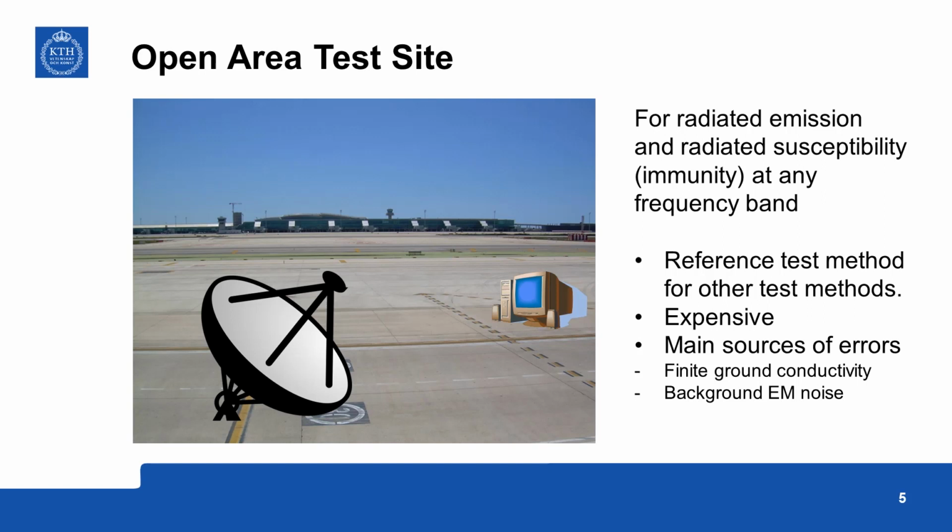You can calculate how much are the fields falling on the equipment by taking into account the reflection from the ground. So this is the most standard kind of test site. There are no particular limitations on the size of the equipment. You can do radiated immunity as well as emission testing using this method, and there are no frequency limitations either.